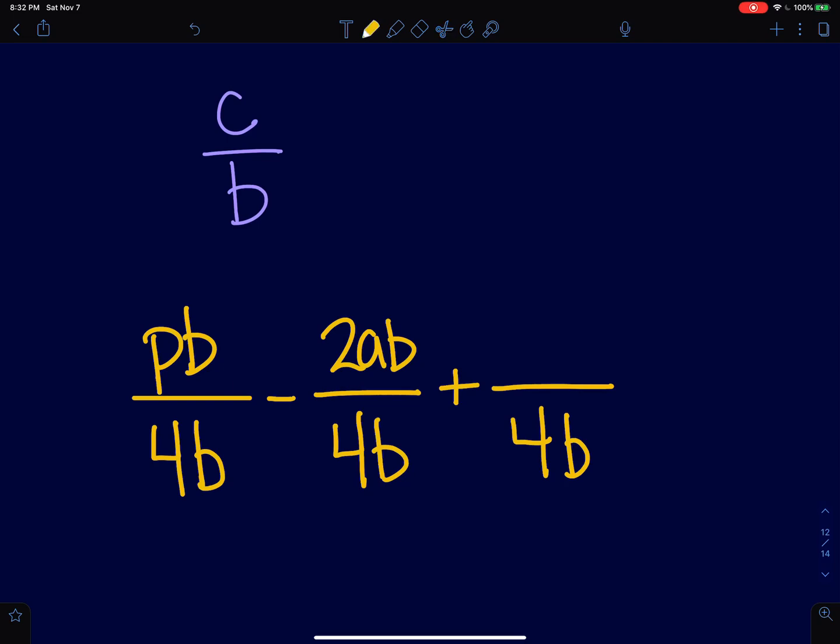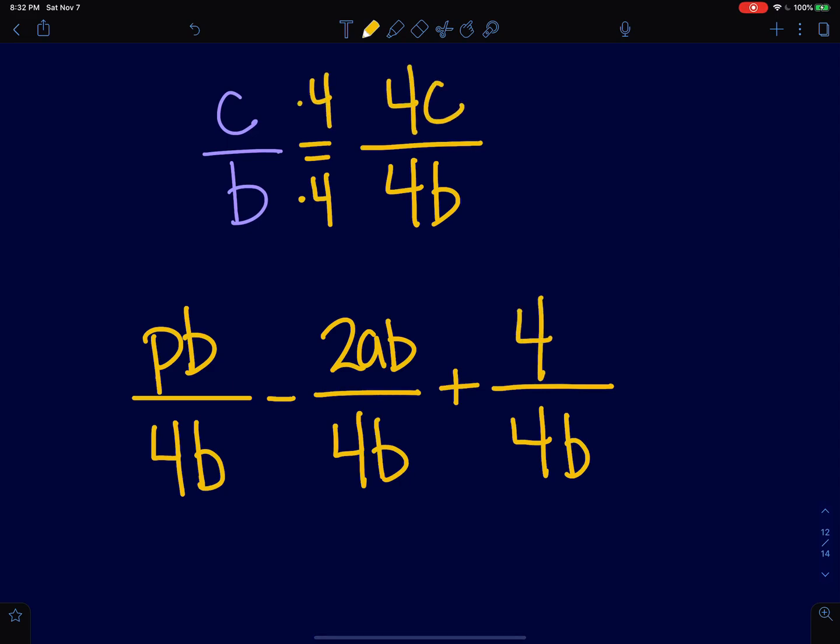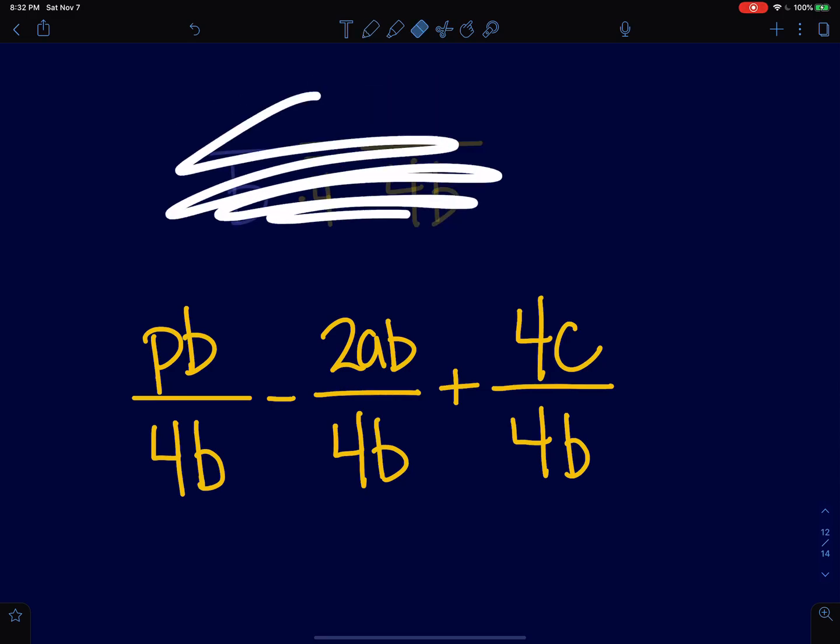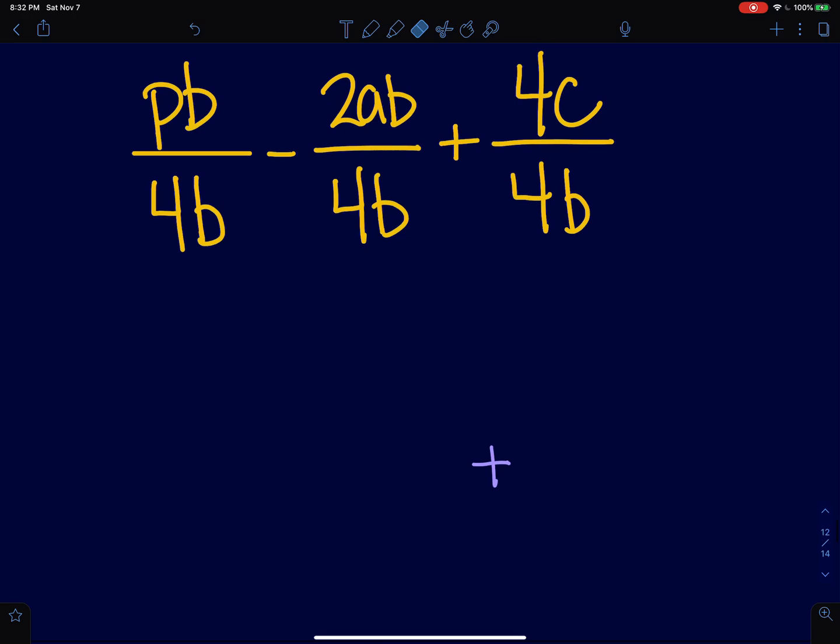c over b. What do I need to do to make this something over 4b? I need to multiply by 4, that's for sure. Top times 4 is going to be 4c. Now I put a 4c here. Now I erase because I like cleanliness. Okay, now we have common denominators. Finally, we can actually do this problem. We can add these together.